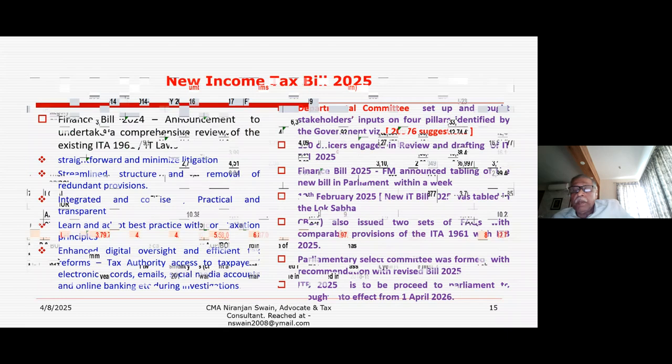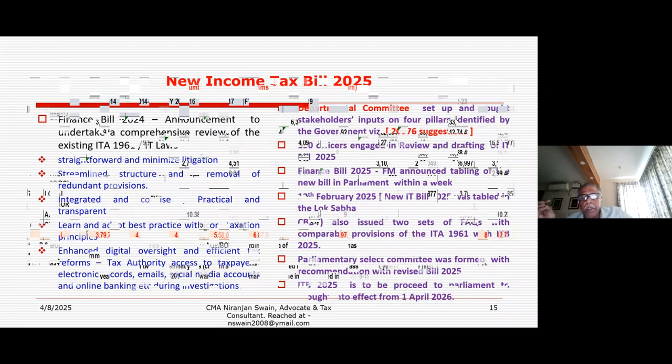In the Finance Bill 2025, the Finance Minister announced the tabling of the new bill in Parliament. Actually, on the budget day it could not be tabled within a week, but instead of a week, it took 13 days. So on 13th February, the new IT Bill 2025 was tabled in Lok Sabha, and the CBDT immediately issued two FAQs. You can go through the FAQs, where a lot of information has been given, and a comparison also made section-wise. What is the new section? What is the old section? And the parliamentary select committee was formed. Mr. Baijayant Panda is chairing it with the other members, who are making the review.